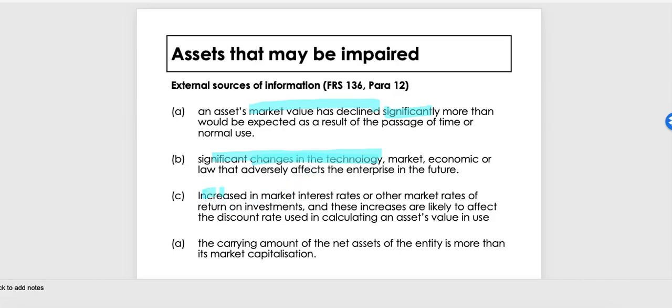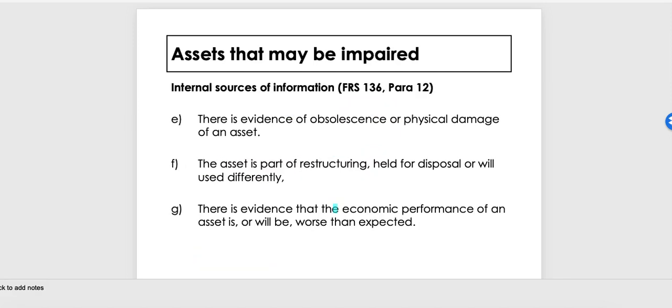Also, if there is an increase in market interest rate, this is also an indication of impairment, or if the carrying amount of the net assets is more than its market capitalization. So these are external indications. What about the internal sources of information?